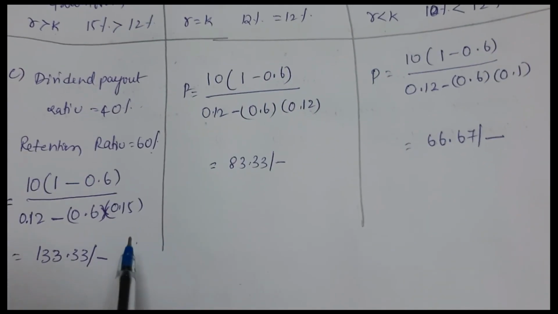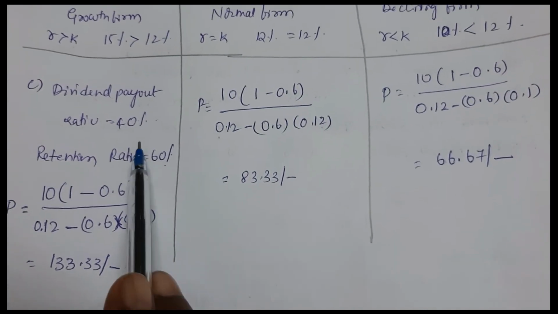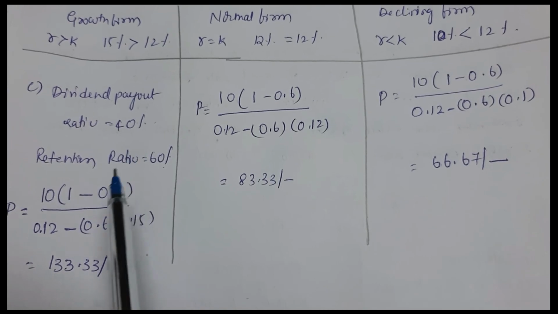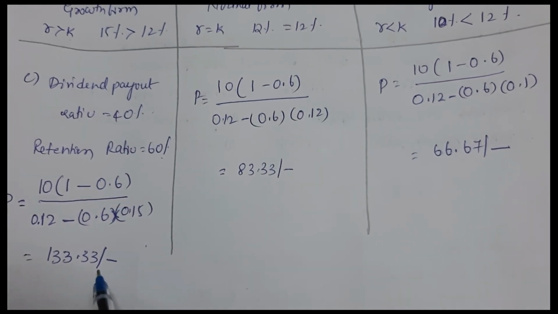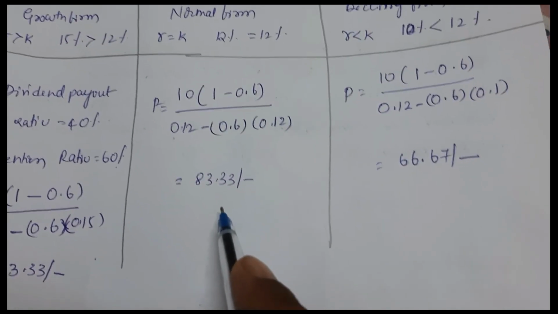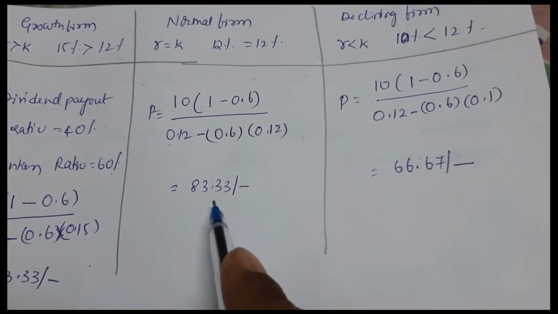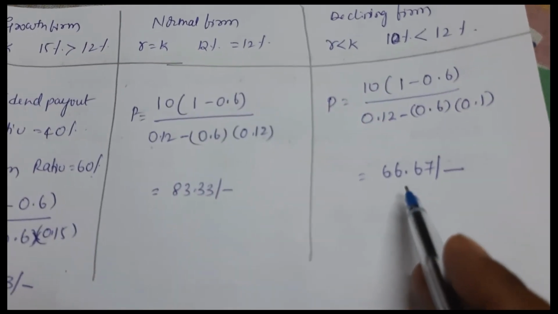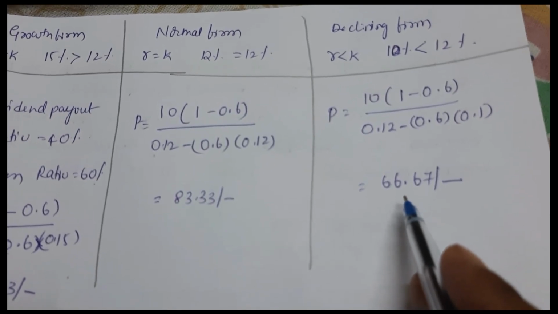So if the dividend payout is 40%, then in case of growth firms it is 133, in case of normal form it will be 83.33, and in case of declining form it will be 66.67.